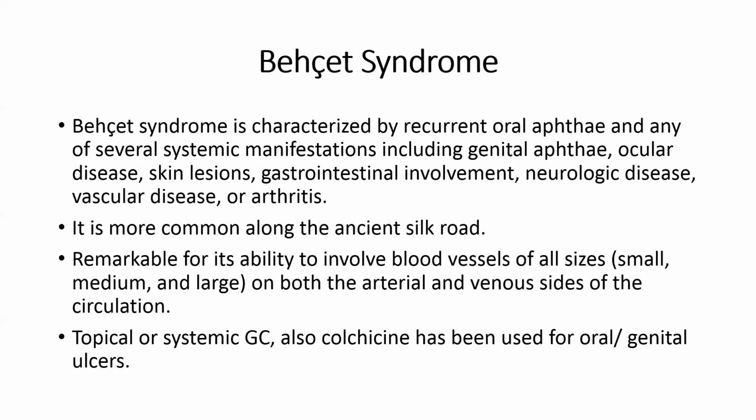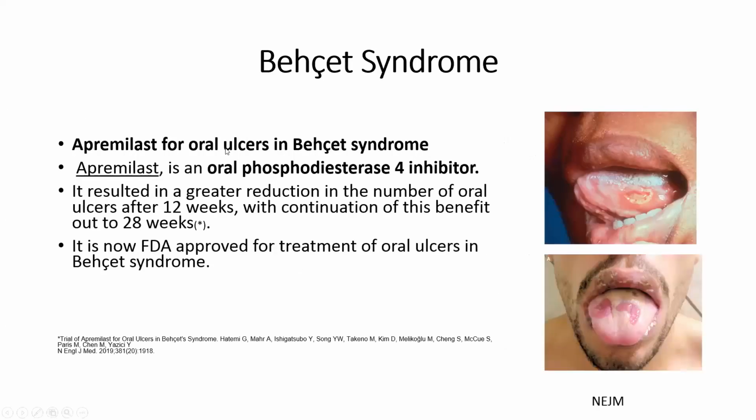Topical or systemic glucocorticoids, and also colchicine, have been used for treatment of oral and genital ulcers in the past. A trial of apremilast for oral ulcers in Behçet syndrome was published in the New England Journal of Medicine in late 2019. Apremilast is an oral phosphodiesterase 4 inhibitor, and it resulted in greater reduction in the number of oral ulcers after 12 weeks, with continuation of this benefit up to 28 weeks. It is now FDA approved for treatment of oral ulcers in Behçet syndrome.